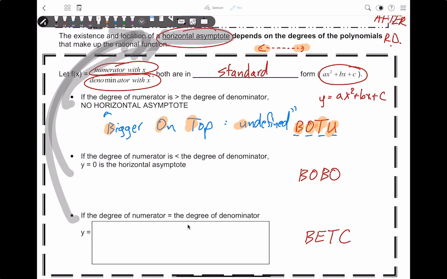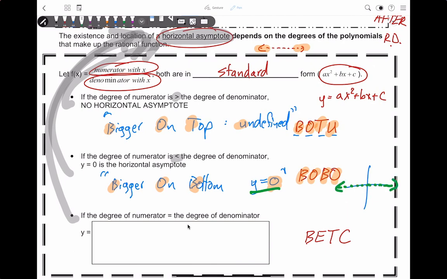Okay. However, if the degree of the numerator is less than, so up here it was when it was greater than, if the degree of the numerator is less than the degree of the denominator, then we're going to use BOBO. And BOBO means bigger on bottom, then it's 0. So y is equal to 0. Okay, so again, bigger on bottom, y equals 0. And on a graph, that looks like this right here. Y equals 0 would be at the x-axis. That would be the horizontal asymptote.